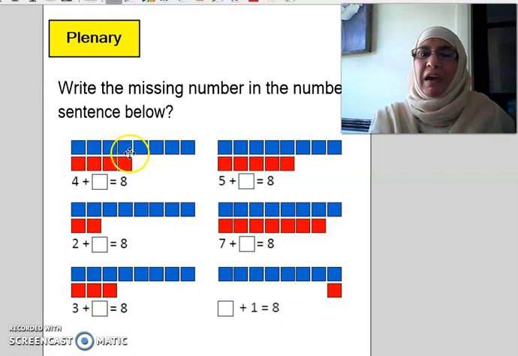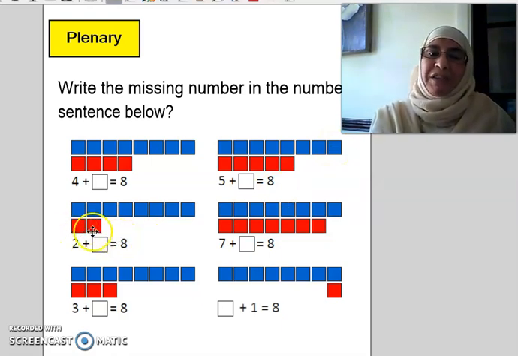So if we start from here, 4, 1, 2, 3, 4. We would have 4, add 4 more to get to 8. So you've got 5, 1, 2, 3. We would need 3 more. Can you try this one by yourselves? If you have 2, 2 add what makes 8? Count those squares and see if you can find the answer out.